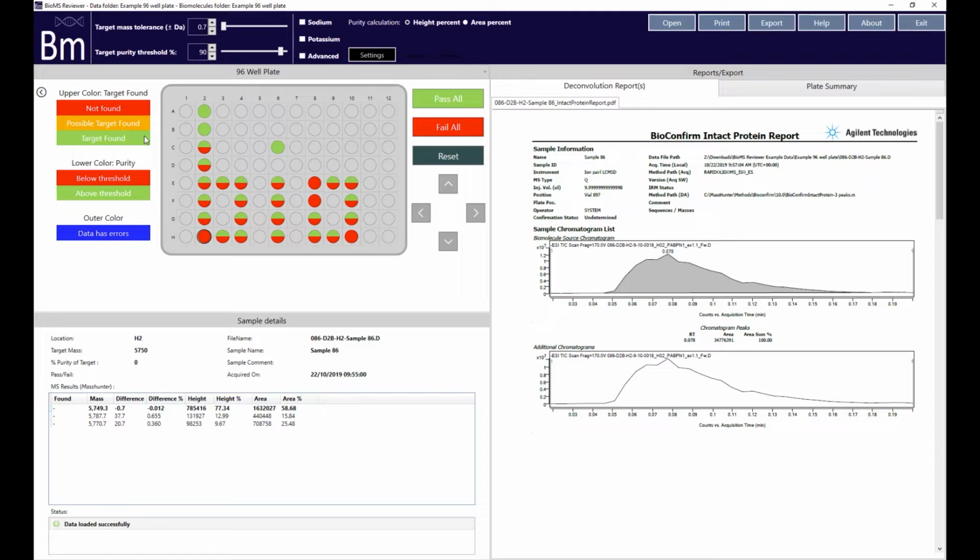BioMS Reviewer uses a mass window provided by the mass tolerance box and slider to determine whether the target mass for each sample could be matched with a biomolecule from the deconvolution process.